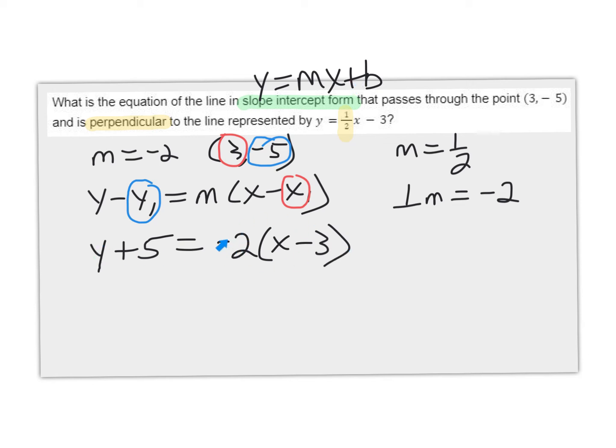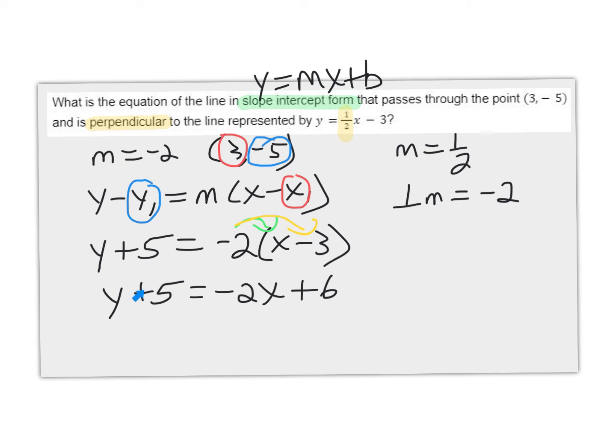The first thing we're going to do is distribute this -2 to both of these terms. So we're going to multiply -2 times x and -2 times -3. So my equation is going to say y plus 5 equals, and then -2 times x, well, we just write that as -2x. And then -2 times -3 is +6. So +6.